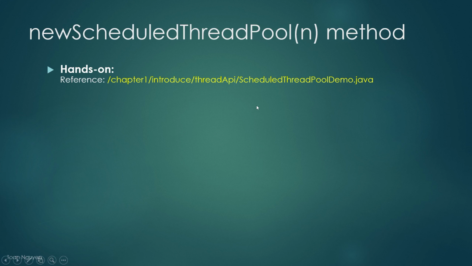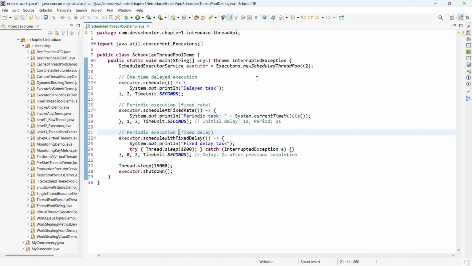In this lesson, I will introduce the fourth method, newScheduledThreadPool. We call the factory method newScheduledThreadPool. We pass a fixed size of 2 threads to the pool.